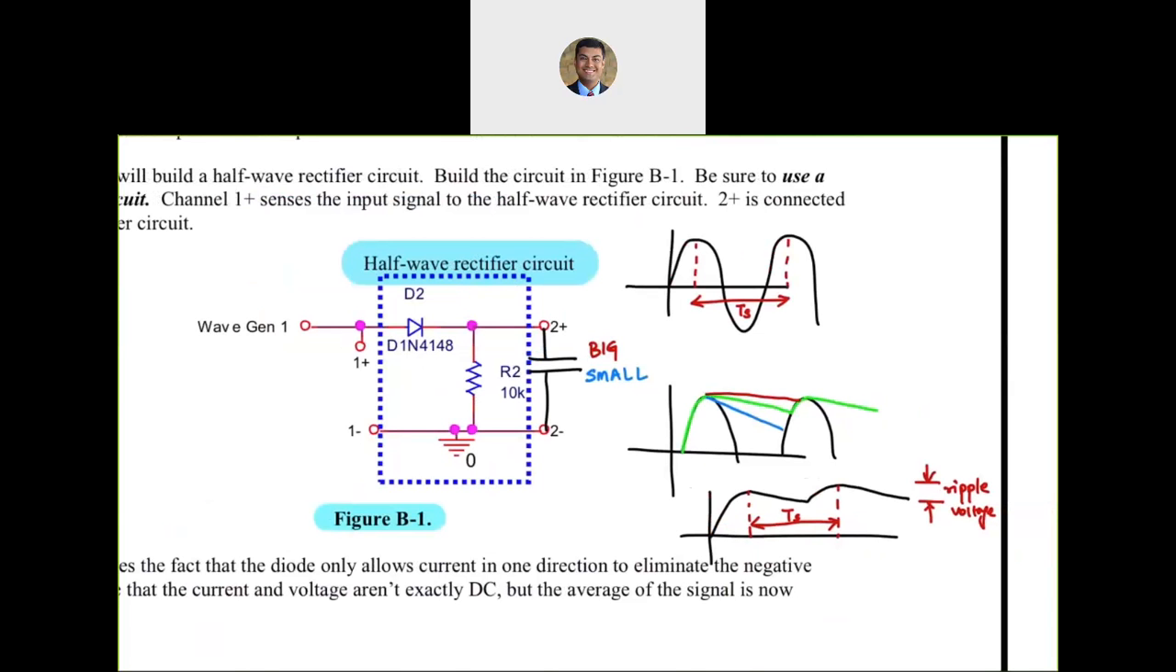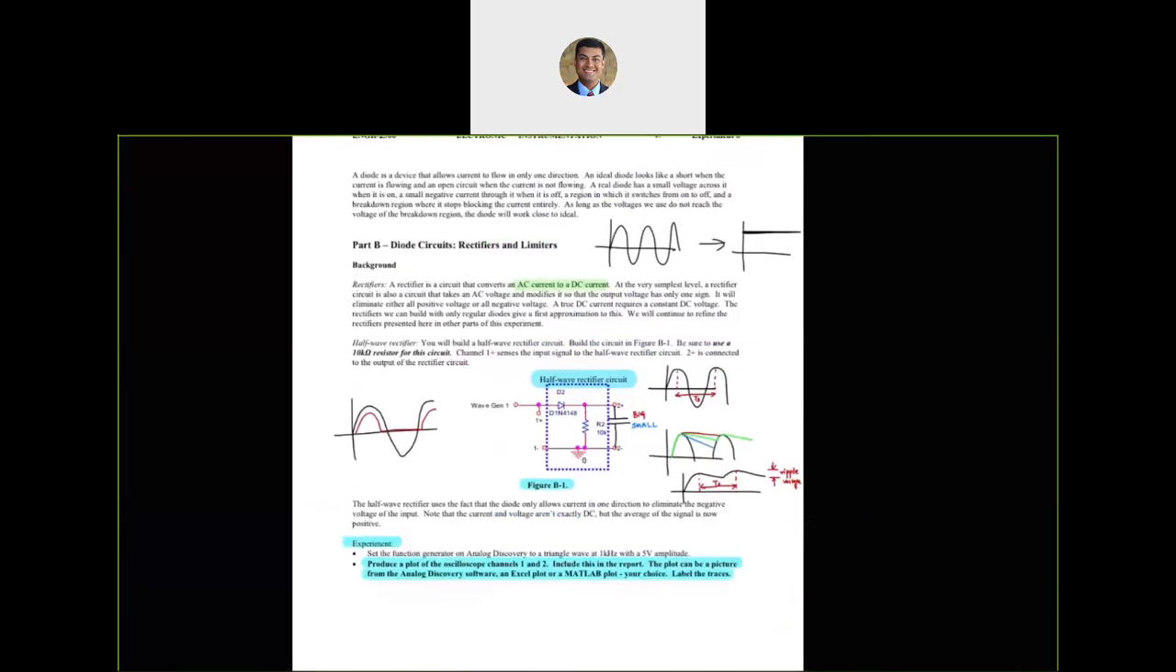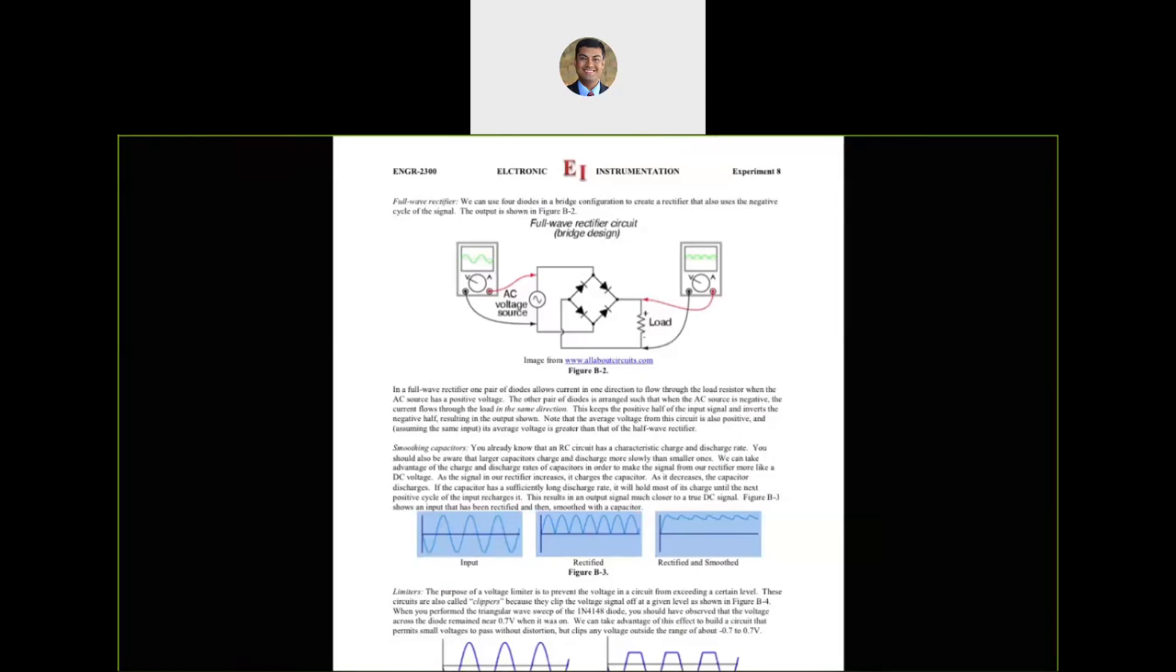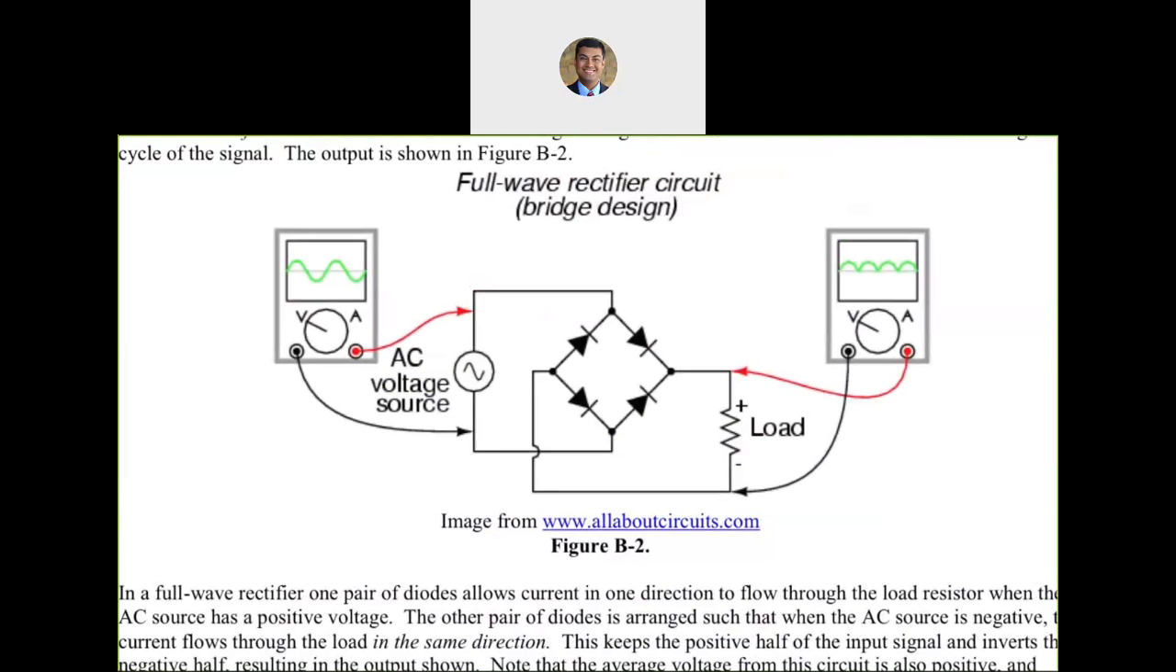Okay, so let's talk about the full wave rectifier now, which is going to be a little bit more complicated than the half wave rectifier. Earlier we just had one diode, now we have four of them, and they are connected in a particular configuration to allow the half cycles, both of the positive nature as well as the negative nature, to be available at the load. So both positive and negative will appear across this load resistor.